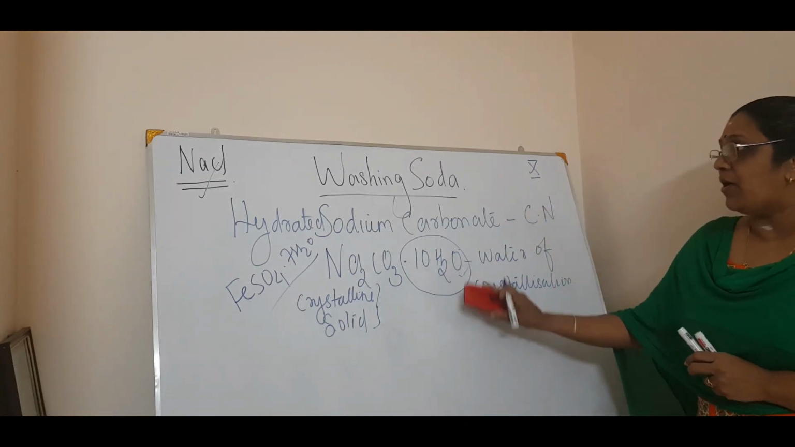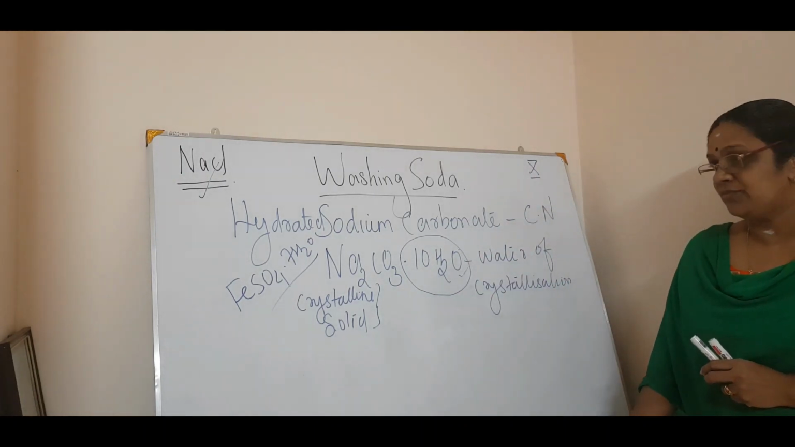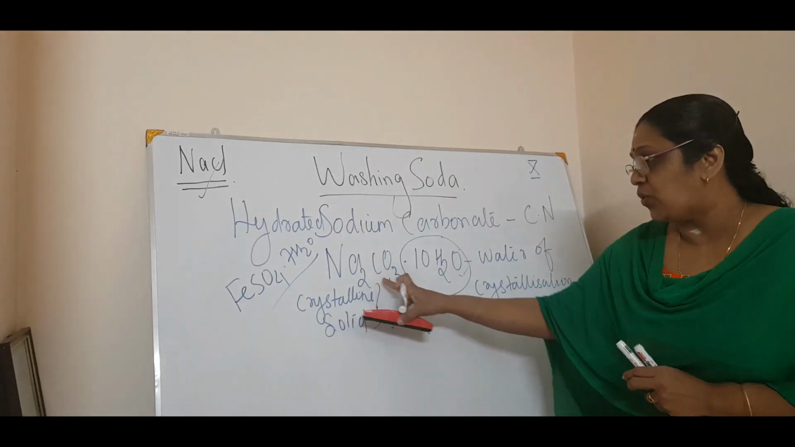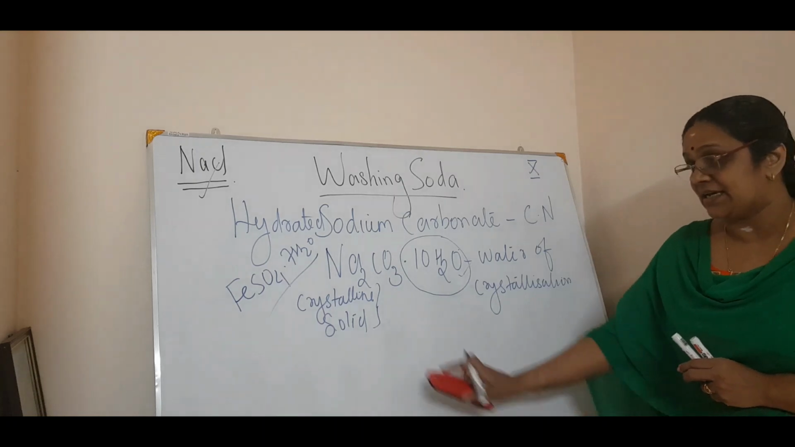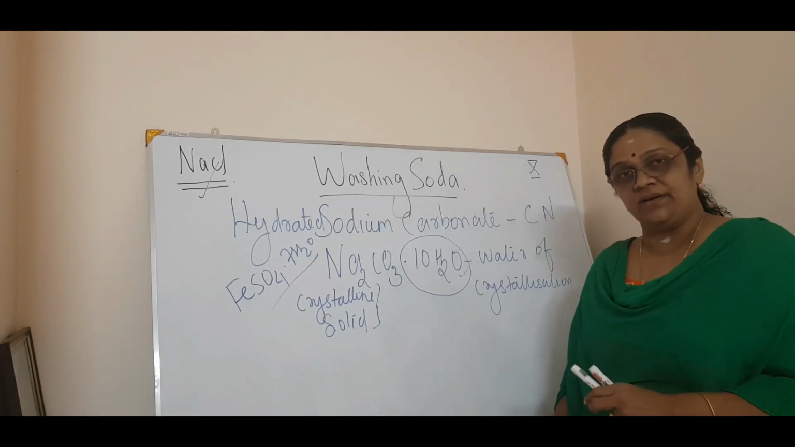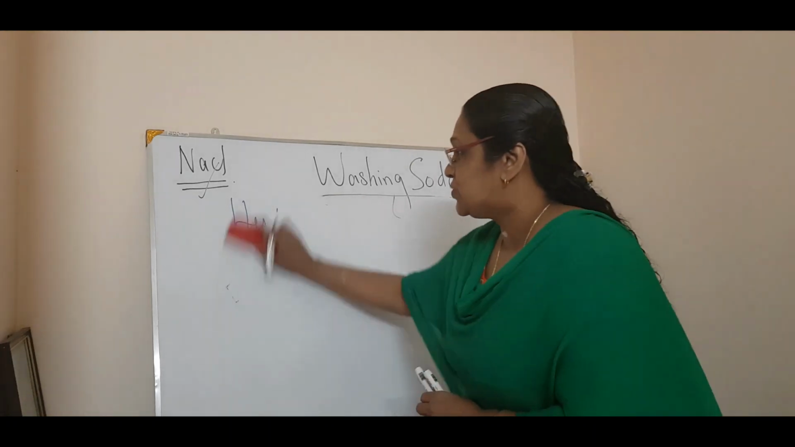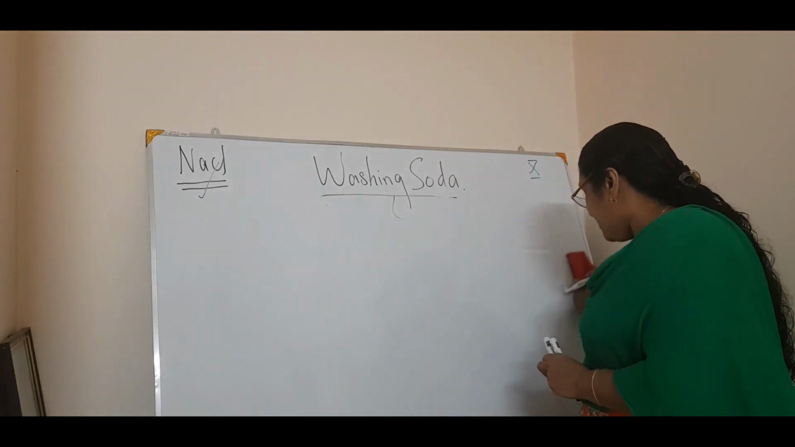So this is about washing soda. What is it? Sodium carbonate, or hydrated sodium carbonate, or sodium carbonate 10H2O. It is a crystalline white solid. Okay. Now we will see the preparation of sodium carbonate or washing soda. It's a very simple preparation.